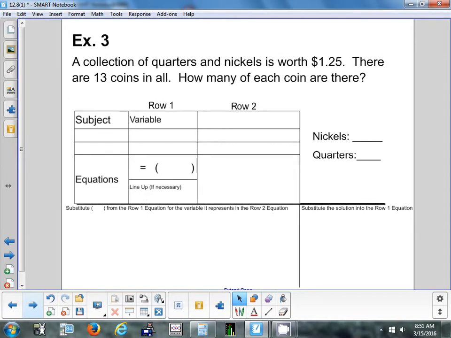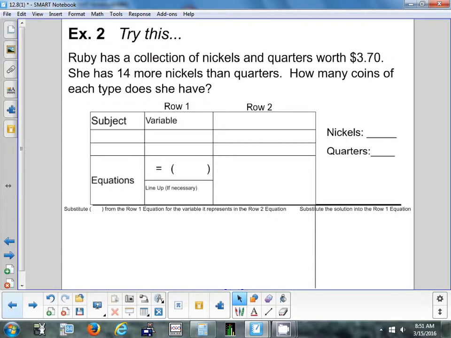All I want you guys to do for number 2 real quick is set it up. We don't have to solve it. I just want you to fill in the boxes. If you can set up the equations, great. If not, at least write in your subjects, your row 1 variables, and your row 2 variables. Similar problem to what we just did. Remember, the person's name does not matter.